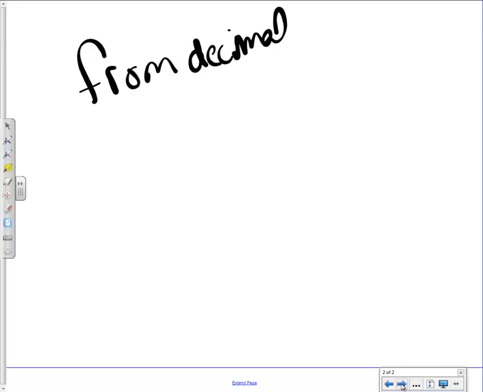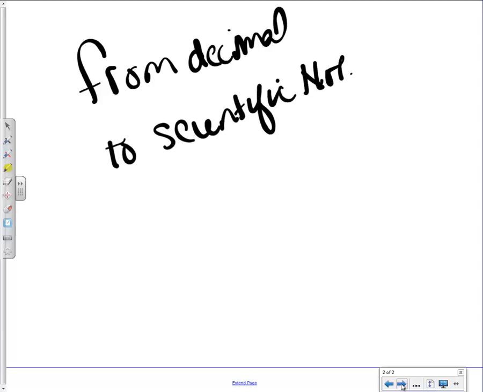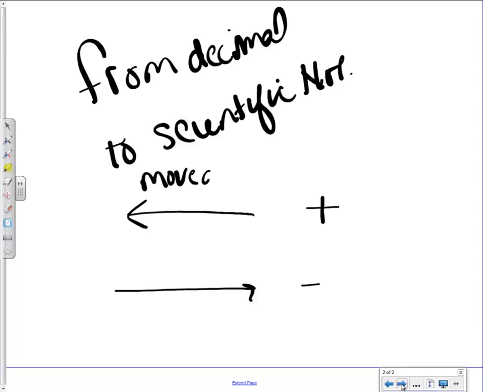I'm going to write a couple more rules. So these are the rules from a decimal. From a decimal to scientific notation, if we move the decimal to the left, the exponent will be positive. If we move the decimal to the right, the exponent will be negative. So this is what we do when we move the decimal, and the exponent.